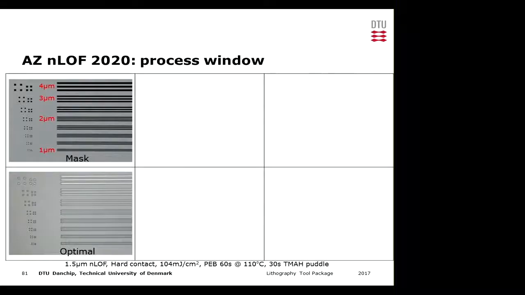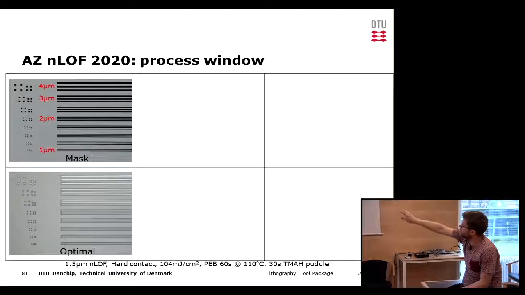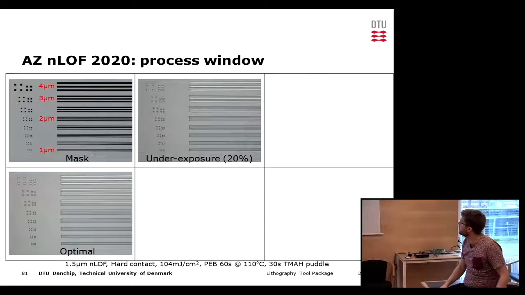Okay, so let's look at the process window. So again, we just look at the bright field design. What we get in the optimal case is a set of trenches and some holes. And then I can reduce the dose by, let's say, 20%. It still looks fairly good.